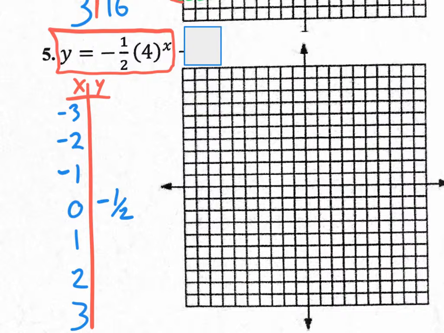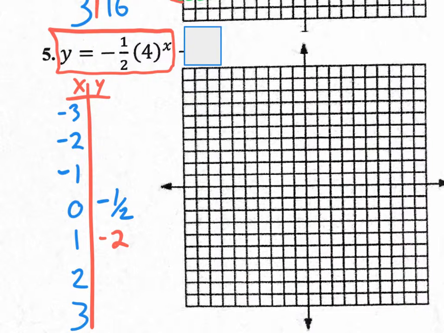Now, I could continue to plug in 1 if I wanted to and do the math. Maybe we should do that for fun this time. Let's plug in a 1 right there. What's 4 to the 1? 1. Oh, no, not 1. 4 to the 1 is what? 4. Now, what is 4 times negative half? That's negative 2. So the output is negative 2. Now, that was pretty easy, but there's an easier way of getting from this first output to the next output.